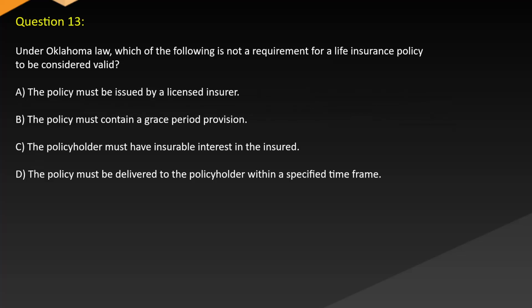Question 13. Under Oklahoma law, which of the following is not a requirement for a life insurance policy to be considered valid? A. The policy must be issued by a licensed insurer. B. The policy must contain a grace period provision. C. The policyholder must have insurable interest in the insured. D. The policy must be delivered to the policyholder within a specified time frame.